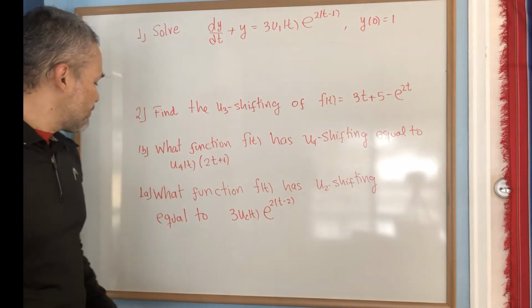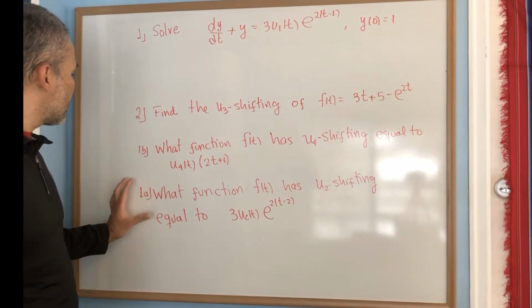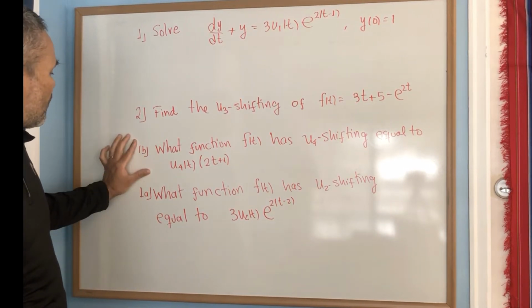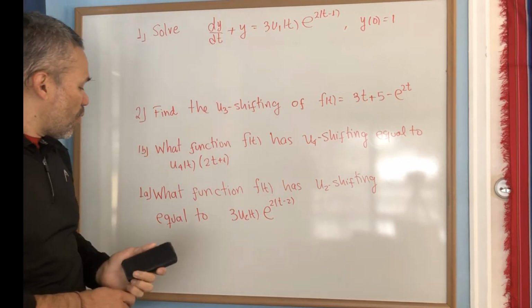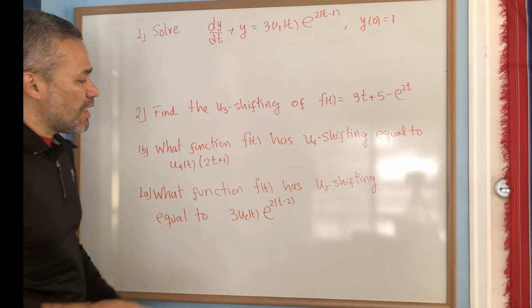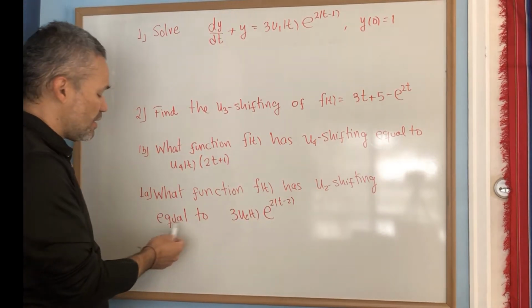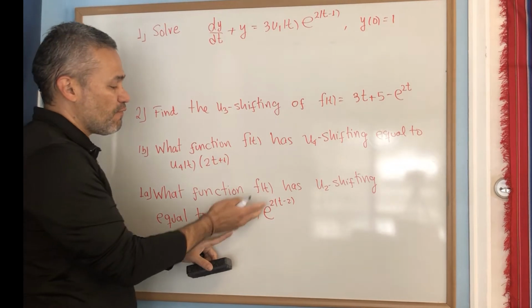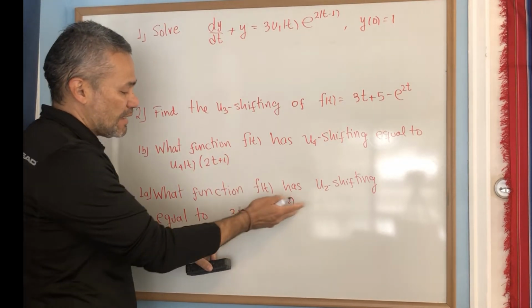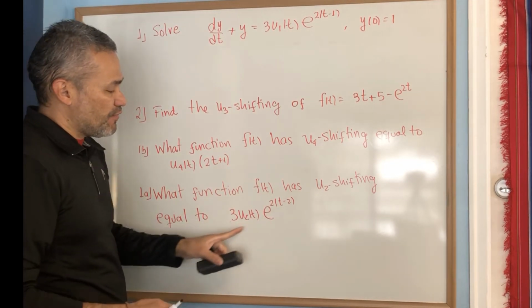Okay, in this video we will solve the following 4 problems: 1a, 1b, 2, and 3. Problem 1a says, what function f of t has u2 shifting equal to this function? Essentially here we want to find the original function and the ua shifting is given.